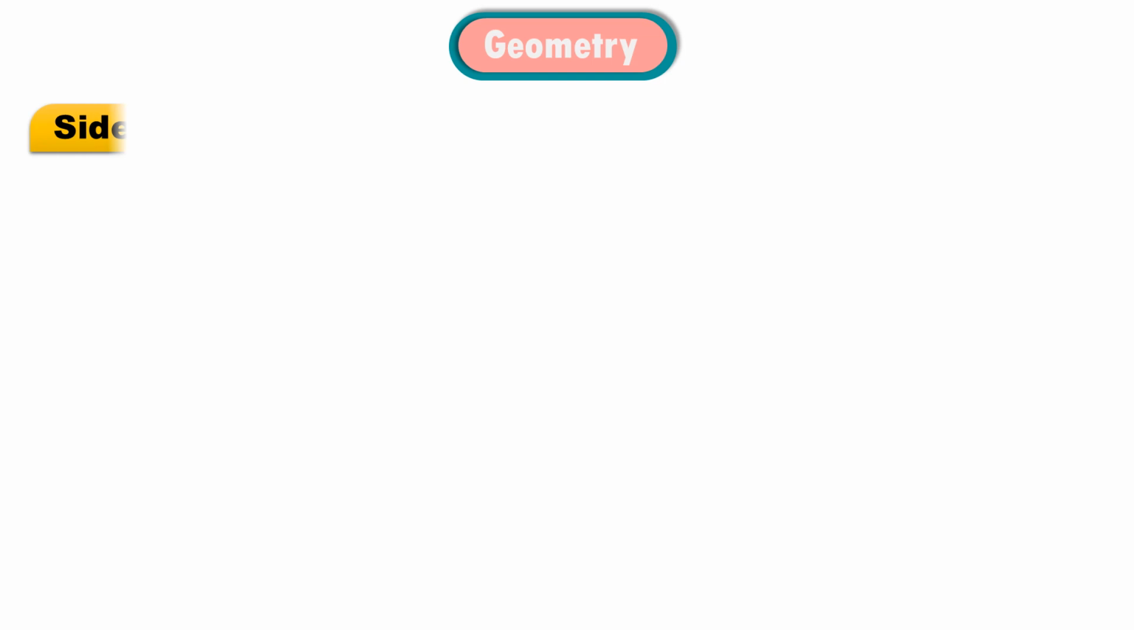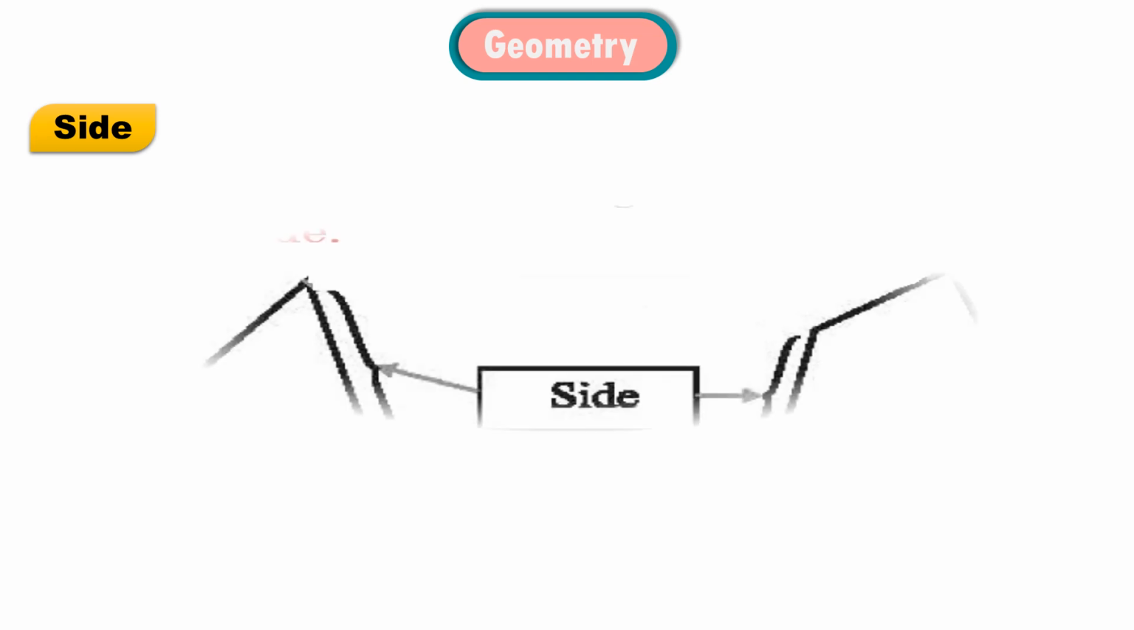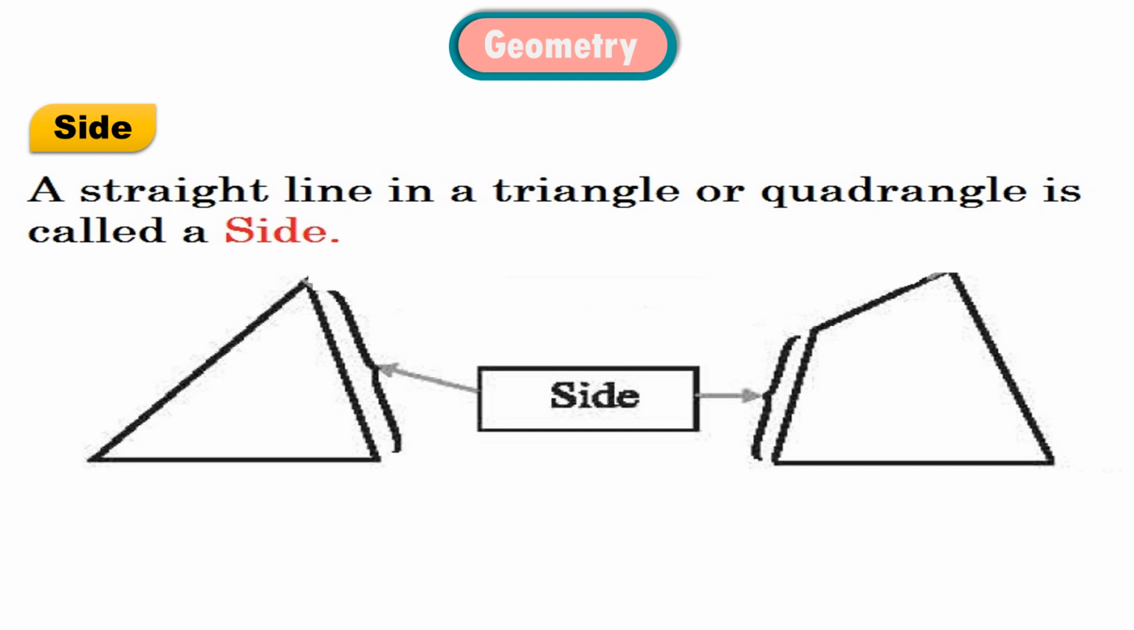First of all, we have what is side. We will learn about the side. First of all, we will see the definition of side. Then we will see which part of a geometrical figure is known as the side. The definition of side is: a straight line in a triangle or quadrangle is called a side.